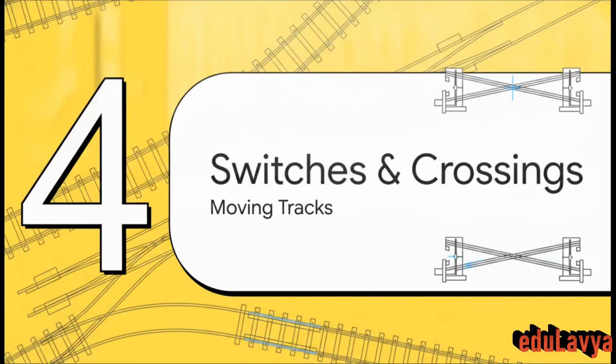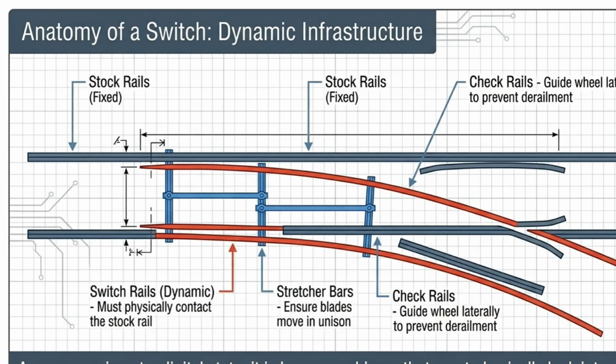Finally, Section 4, moving tracks, switches, crossings. Let's look at the immense mechanical challenge of physically changing a train's path while it's moving. A simple set of points, or switch, relies on 4 rails in total. You've got the 2 outer rails, the stock rails, which are completely locked and fixed in place. Then you have the 2 inner rails, the switch rails, which are the ones that actually move side to side. For a train to safely pass, one switch rail has to perfectly touch the stock rail, while the other leaves a precise gap for the train's wheel flanges to glide through.